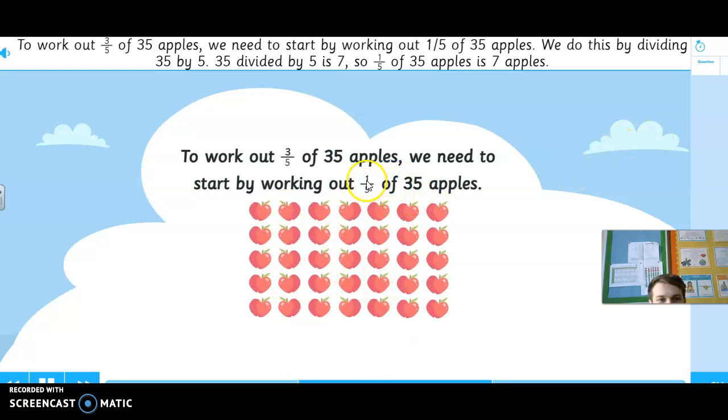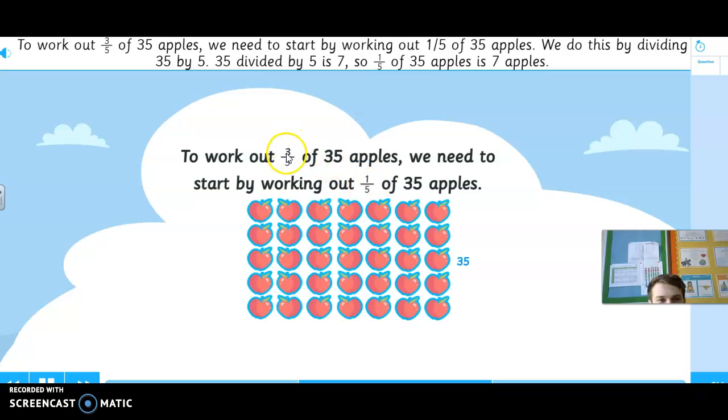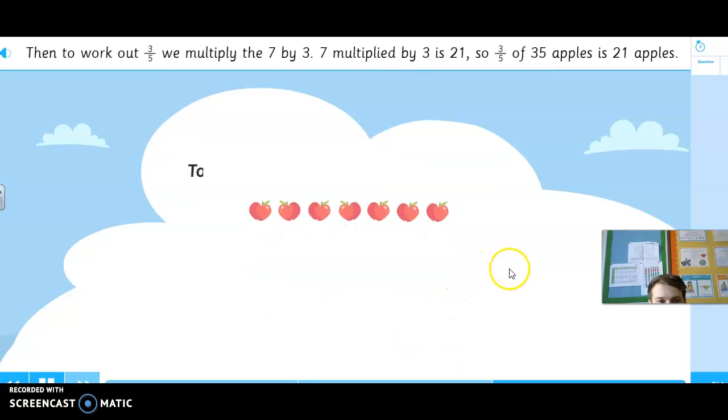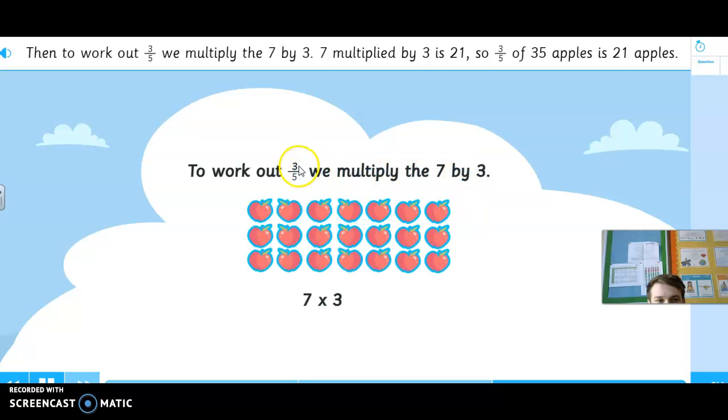So firstly, you need to find 1/5. If the numerator, that's the top one, is not 1, you have to find 1/5 before you can find out that one. So dividing by 5 is 7. Now what are we going to do with the 7? Think about it, because we've done it before. We're going to multiply it by 3 because 3 is the top number. So 7 multiplied by 3 is 21. So 3/5 of 35 is 21.